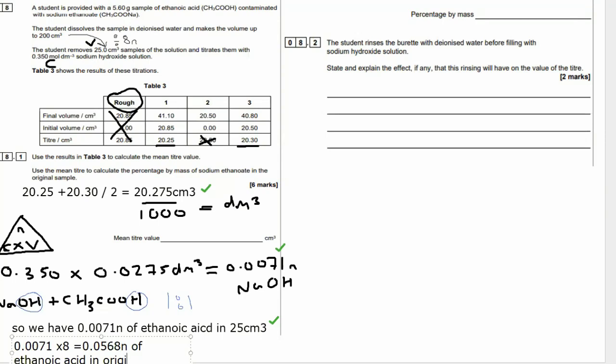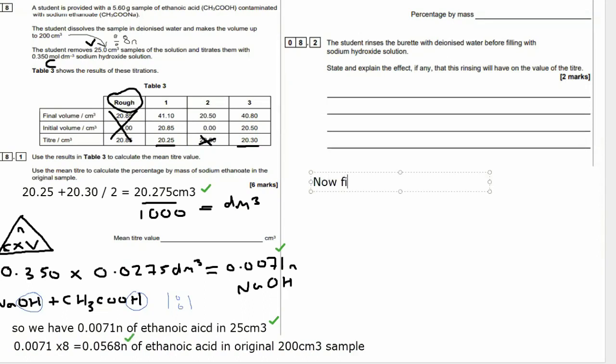Now we just need to find out how many grams of ethanoic acid that is. So if we've got the moles, how do we work out mass? Well, you know mass over moles and MR. So we can just do 0.0568, which is the moles of ethanoic acid, times by the MR of ethanoic acid.